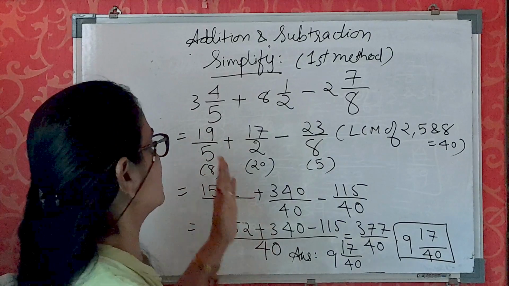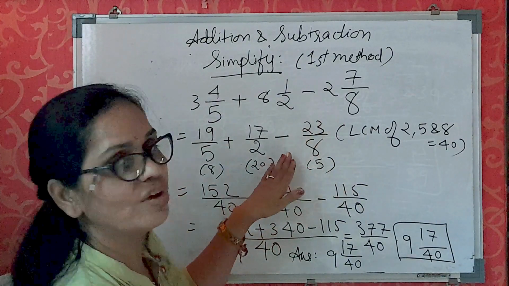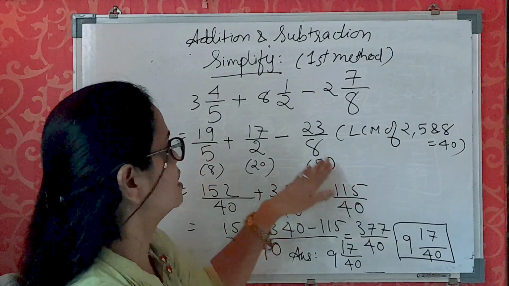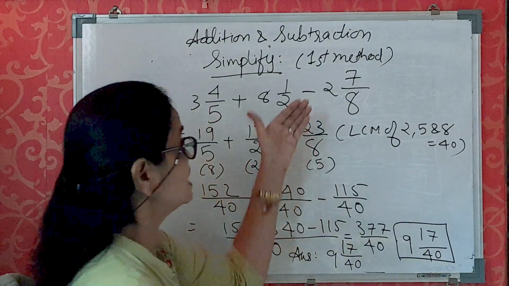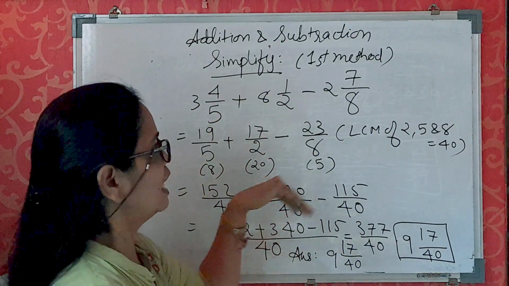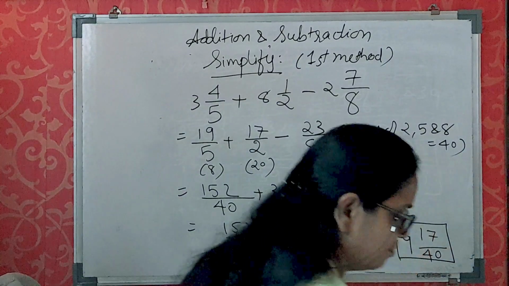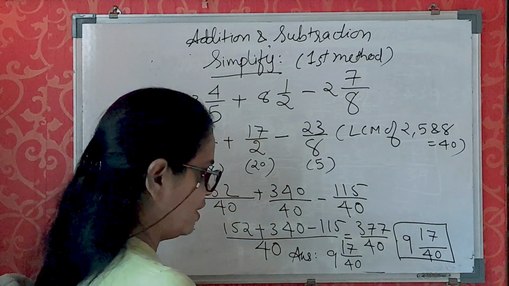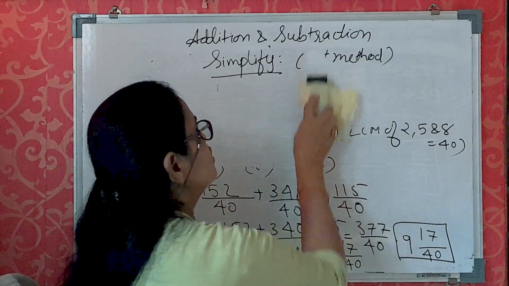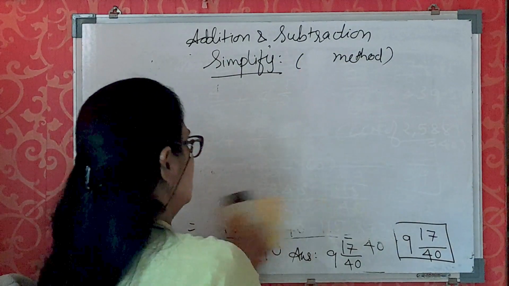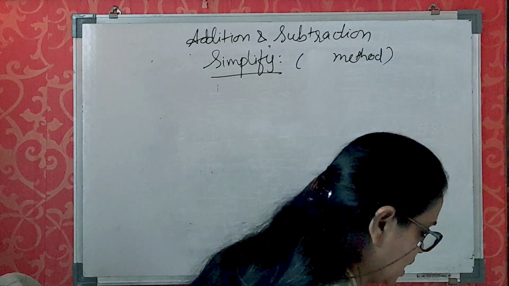So step by step, this is the same as how we have done the addition and subtraction, but this mixed fraction we have to convert into improper. Children, this is the first method. Now I am showing you the second method, which I prefer, easy for me. Let's see if it must be easy for you also. So now I am showing the second simple method for this.